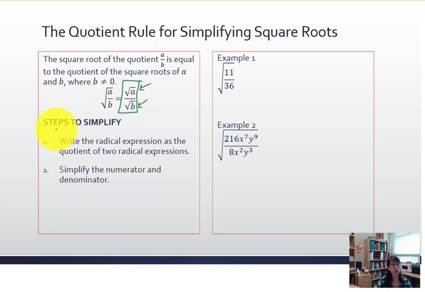So here are the steps to simplify. First, we're going to write the radical expression as the quotient of two radical expressions. We'll simplify the numerator and simplify the denominator.